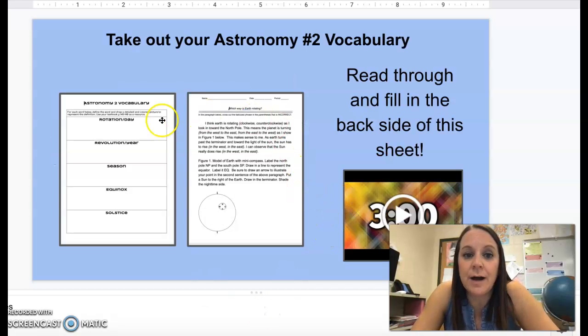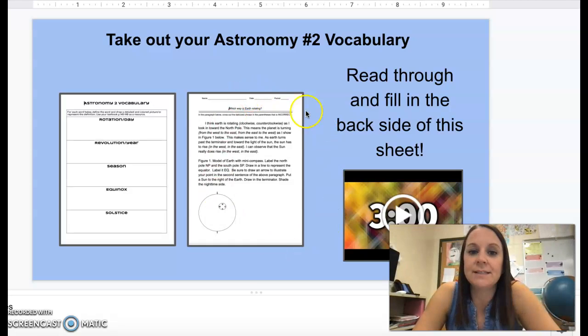Next, we did this vocabulary sheet last week, and then we went through the back of this sheet. So take out that sheet that you have and fill in the back, and I'll give you a second to do that, and then we will go through what it should say.